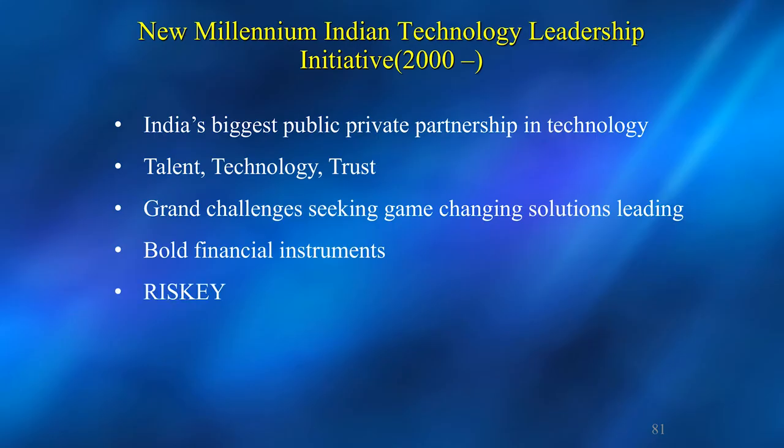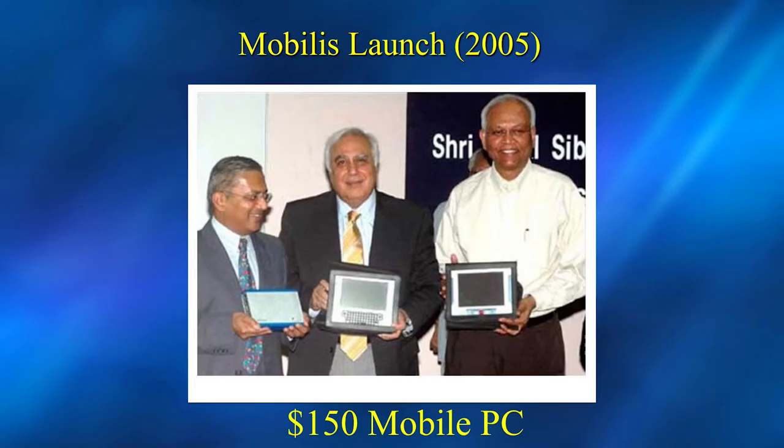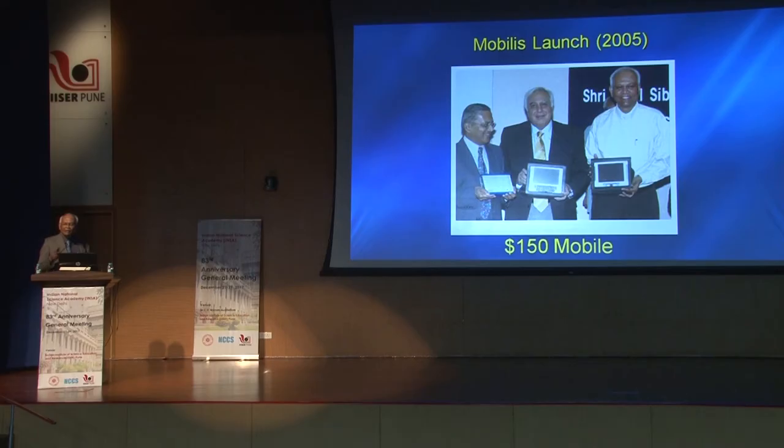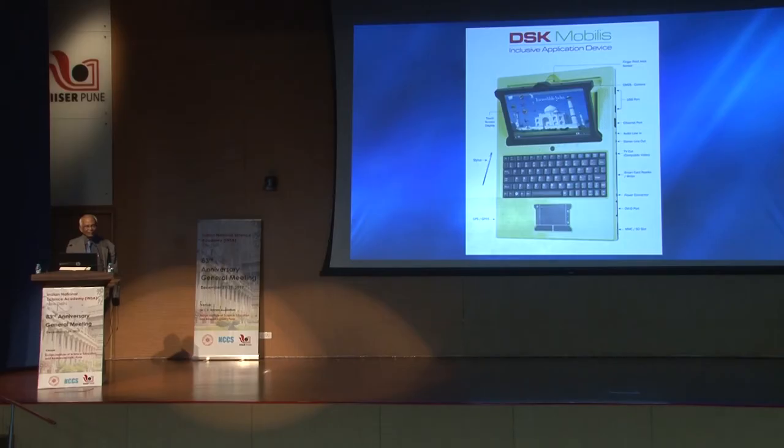Risk was the key. And I remember putting up 10,000 pamphlets, and one of the challenges we had given was that the laptop was something like $2,000. Can we make it in $200? Vinay Deshpande actually did it. But did it become a product? No. Finally, it ended up as DSK Mobilis. High net worth individual DS Kulkarni actually bought it. And it is being sold in a few thousands. It could have been sold in millions.